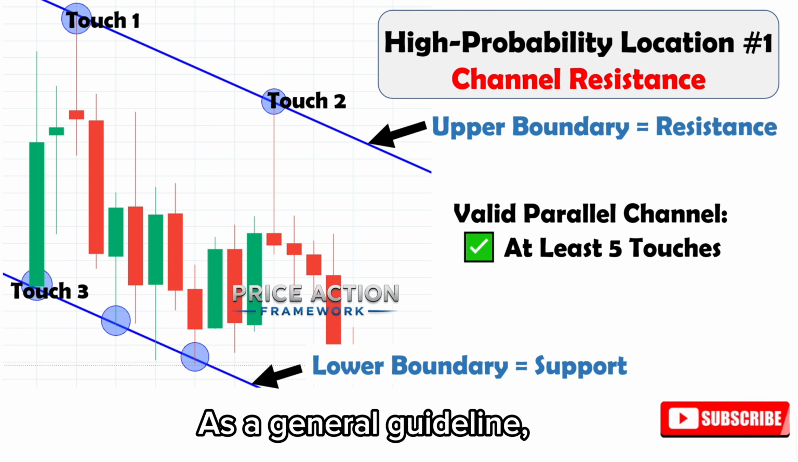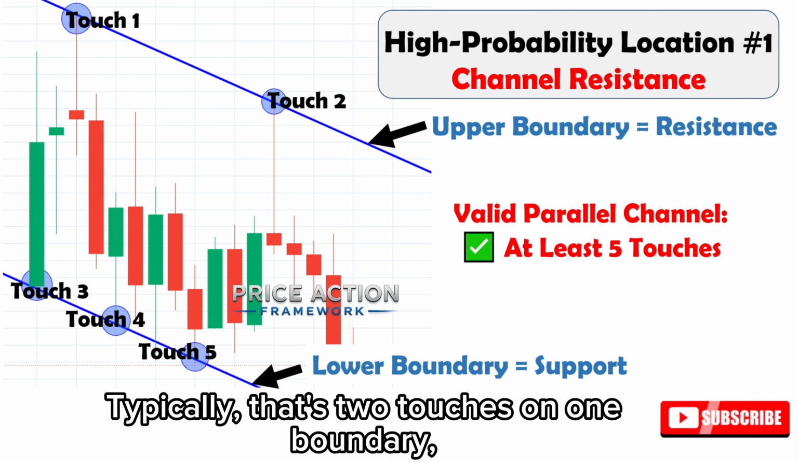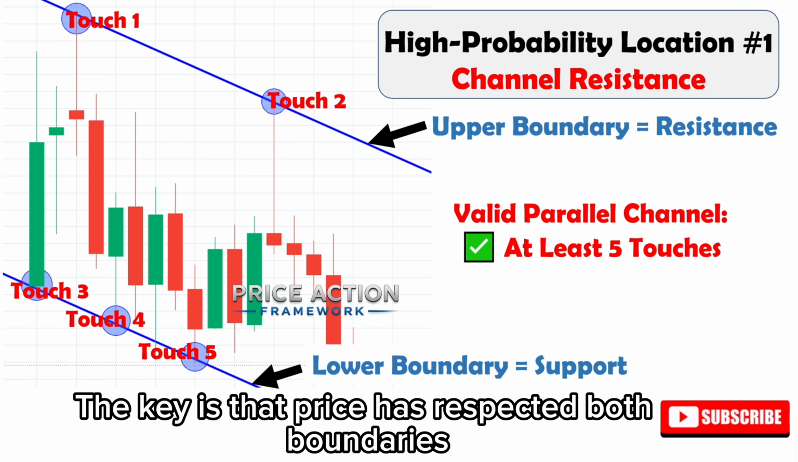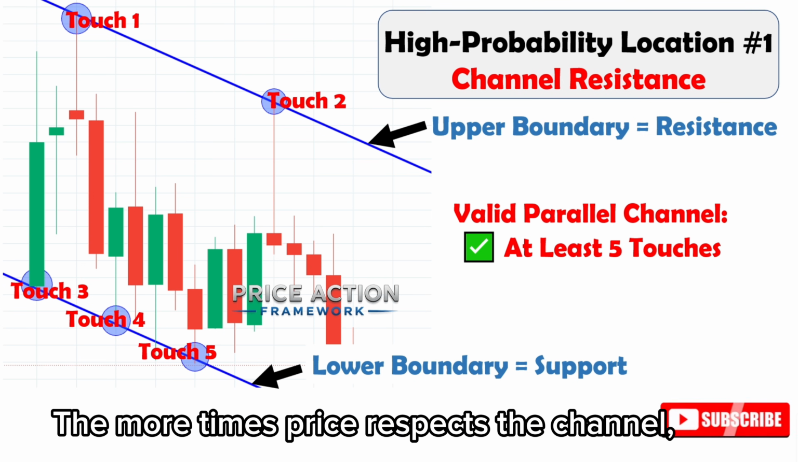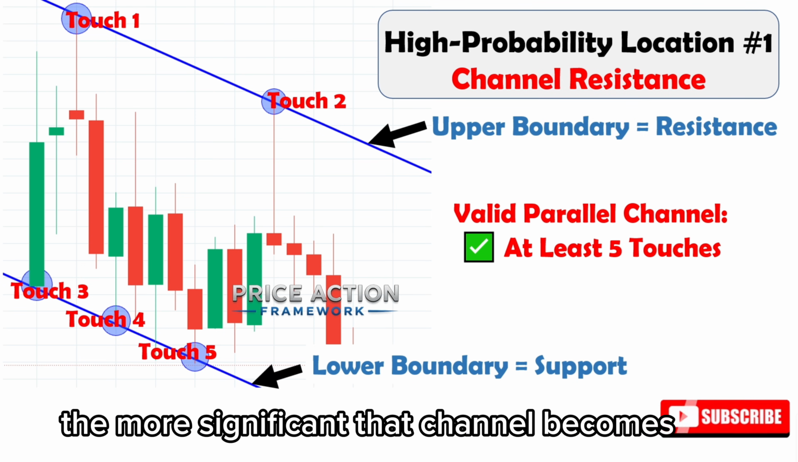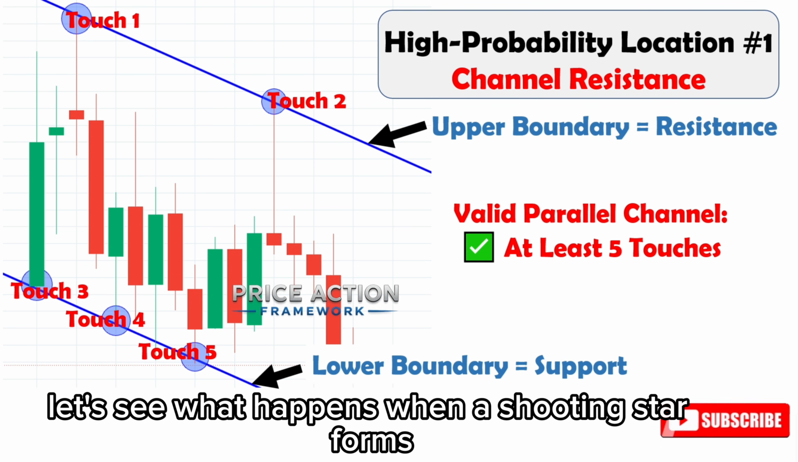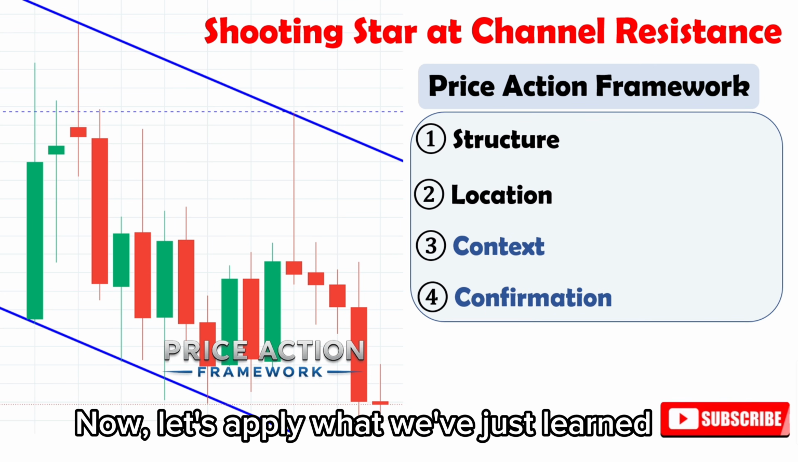As a general guideline, I like to see at least 5 touches in total. Typically, that's 2 touches on one boundary and 3 on the other. It doesn't matter which side comes first. The key is that price has respected both boundaries multiple times. The more times price respects the channel, the more significant that channel becomes. Now that we know how to identify a valid channel, let's see what happens when a shooting star forms right at the upper boundary.